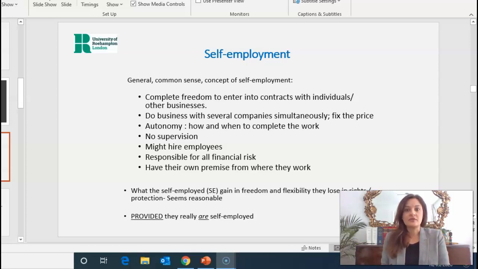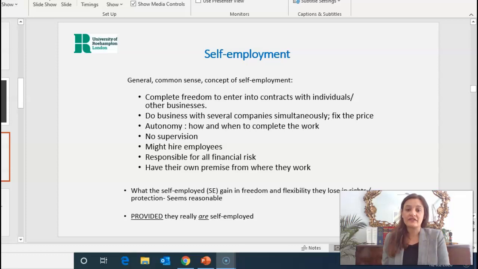Somebody who's a chartered accountant might do business with several companies all at the same time. They'll fix their own price for the services that they're rendering. They are completely free to set their own time scales as to how and when they will finish the work. They're not supervised. A chartered accountant or somebody running an interior design company or an architect or shopkeeper might hire their own employees to help them and delegate work to them.